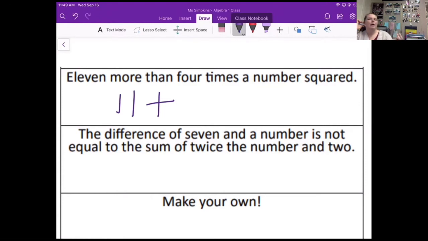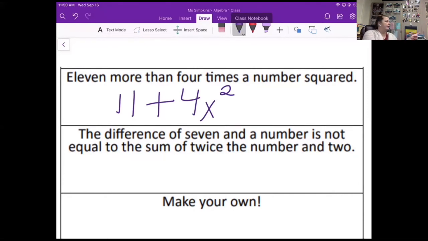That's when we were talking about the Bell-Work question, the sum of, the difference of, that sort of thing. So anytime we're doing any sort of translating, you have this in your notebook in case you ever want to look at it. So, 11 more than 4 times a number squared. So I would say 4, and I'm going to use x as my variable. You can use a different one if you want. Squared. So what I want you to do now is exactly what we were doing before.